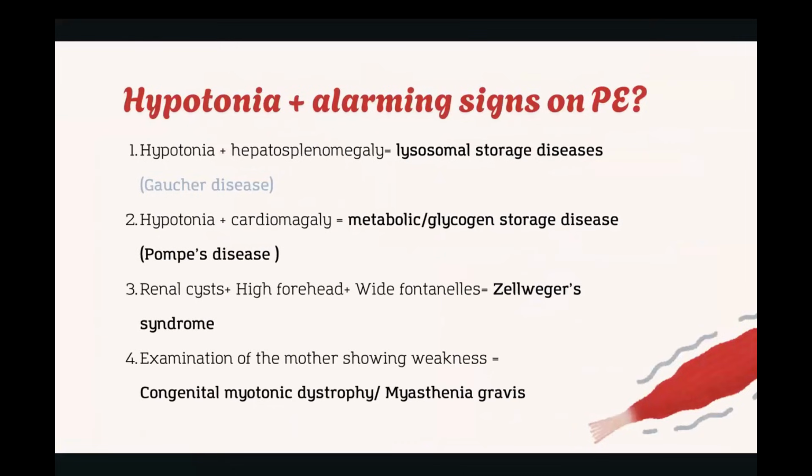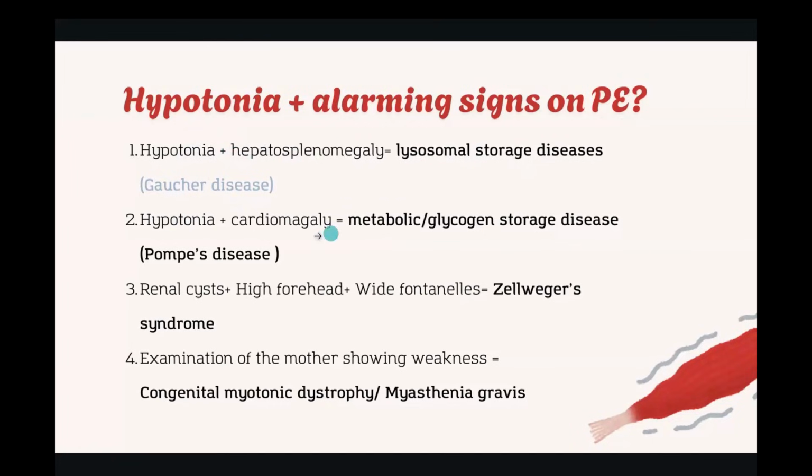Now, sometimes I see a patient with hypotonia. How do I know if this case is severe and I need to find a treatment or if it's a mild disease? So we have some alarming signs on physical examination that can tell us what disease this patient is having. So hypotonia plus hepatosplenomegaly usually means a lysosomal storage disease. An example is Gaucher disease. You did not have Gaucher disease in your slide. The doctor only mentioned that whenever you have hypotonia plus hepatosplenomegaly, this is a lysosomal storage disease.